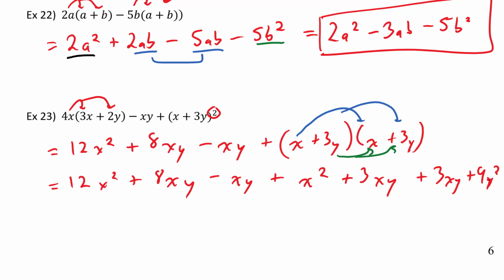Now, we've got rid of the brackets. Let's now collect like terms. I have an x squared, I have an x squared. Remember, you don't see the coefficient here, so you assume it is a 1. So we have 12 plus 1 is 13.